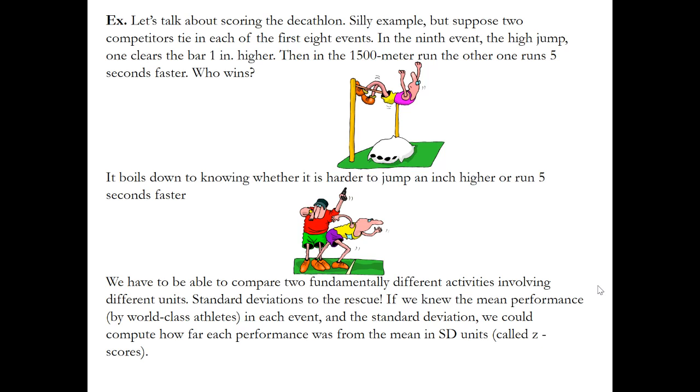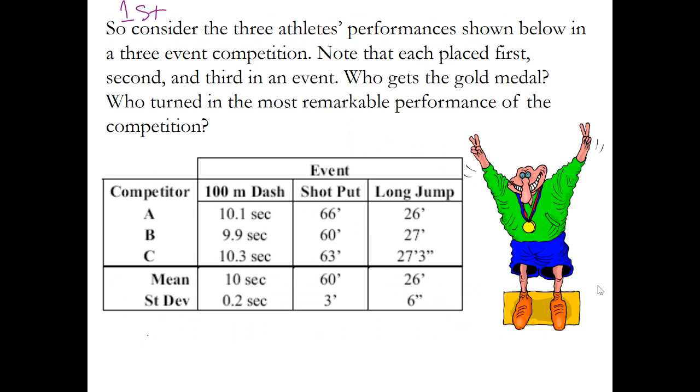So what I have to do is I need to standardize their results. And I want to see their z-scores relative to other high jump, relative to other running. And once I do that, I can see who did better. So we're going to try it with 3 athletes. And they have a 3-event competition. We're going to decide who gets the gold medal. Who had the most remarkable performance?